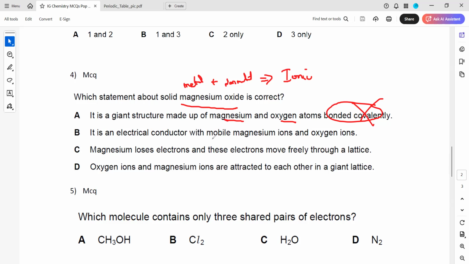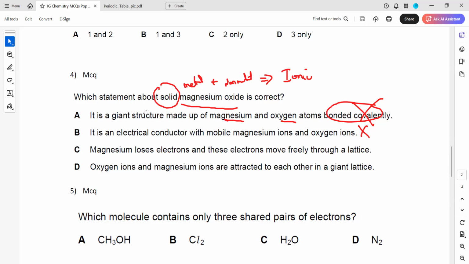It is an electrical conductor with mobile magnesium and oxide ions. It's a solid. In a solid, it cannot conduct. If it was molten, it can conduct, and the magnesium and oxygen ions will be free to move. But this is a solid. In a solid state, it cannot conduct. That's why this is wrong.